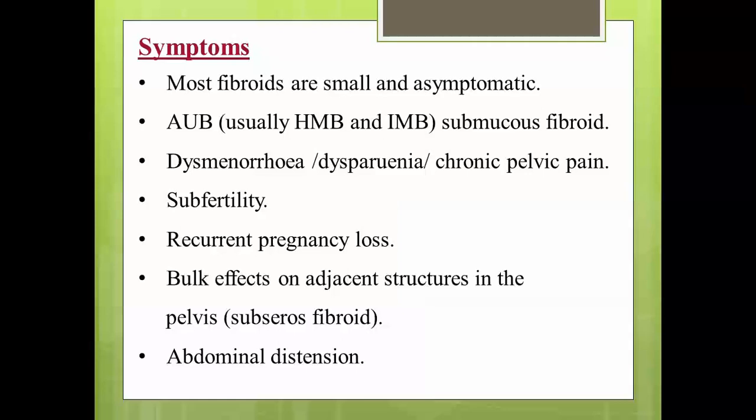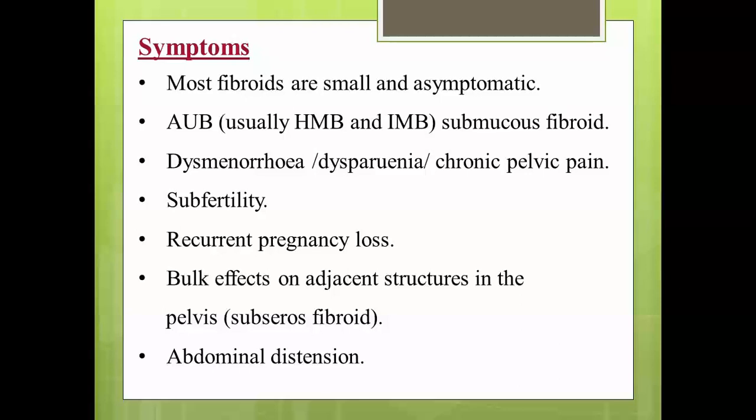The other important symptom that may occur in those patients is the bulk effect on the adjacent structures, and this happens mostly in patients with subserous fibroid. If it is large enough, it may press on the bladder, on the sigmoid colon. For example, on the bladder, the patient will have frequency of urination and urgency. Sometimes it presses on the blood vessels and the inferior vena cava. The patient will have varicosity in the lower limb, and so on.